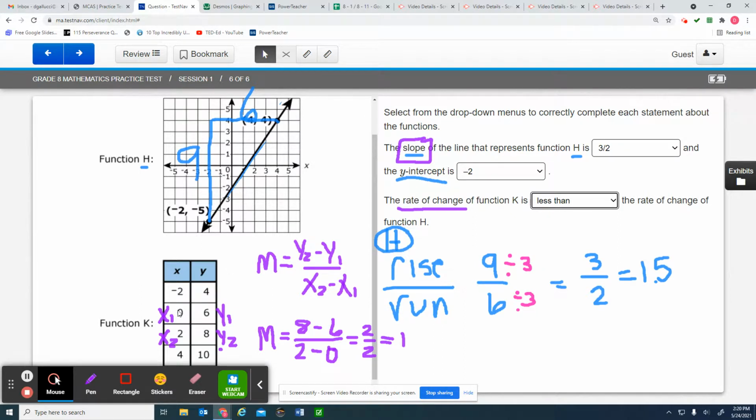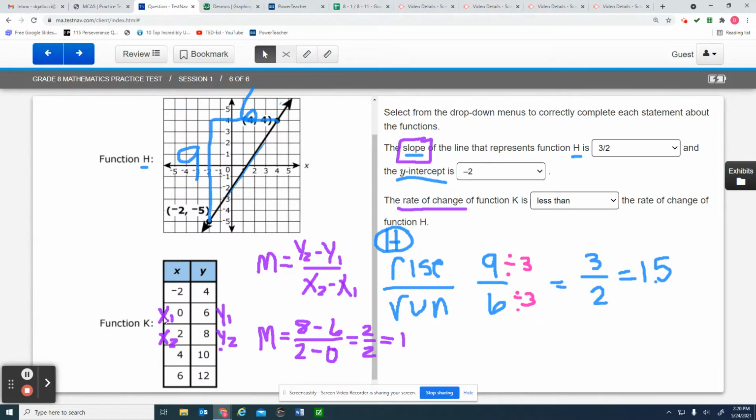And if you're asking yourself, Mr. G, why did you pick these two middle values? Shouldn't you have picked the first two or the last two? It doesn't matter. If you pick any two of these rows and you use the slope formula correctly, the answer will always simplify to be the number 1. So you don't have to worry about which two rows you pick.